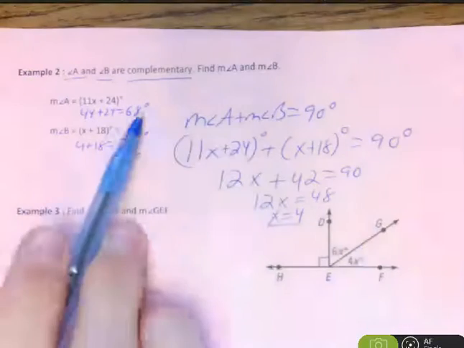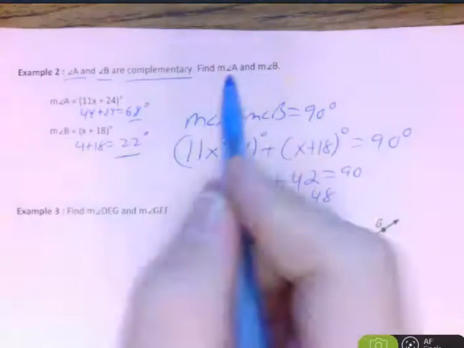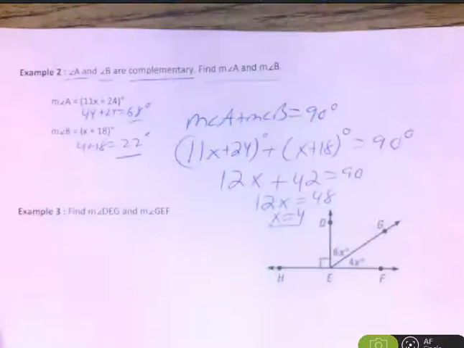Is 68 plus 22 equal to 90? Yes, it is. We know we did it right. In fact, it did ask us for the measurements, so we had to do that anyway. But it's a good thing to do regardless.